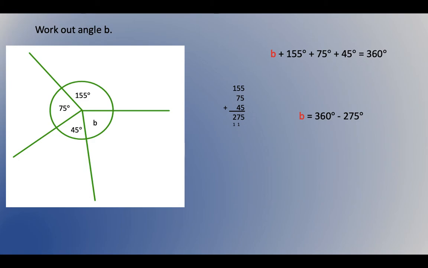That answer is going to be angle B, okay? So 360 take away 275 is equal to 85 degrees. So angle B equals 85. Now to check my answer, what I need to do is add them all up together, okay? So 85, add 155, add 75, add 45. Now that equals 360 degrees.